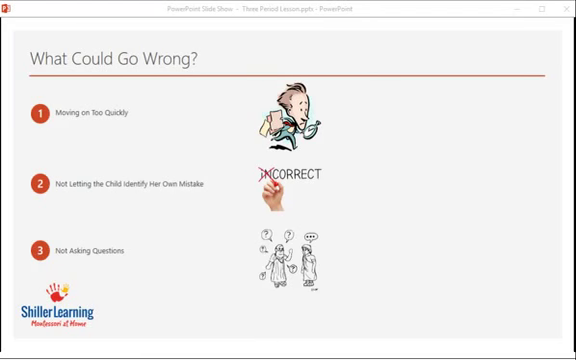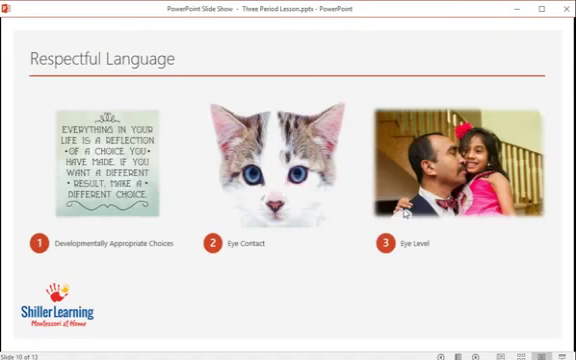Albert Einstein said, "The person who never made a mistake never tried anything new." When your child makes a mistake, that's when growth occurs. Mistakes are okay.